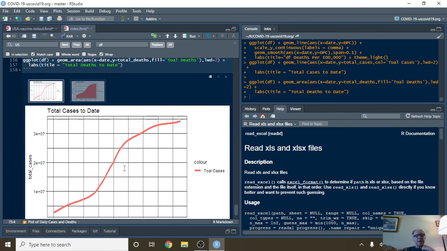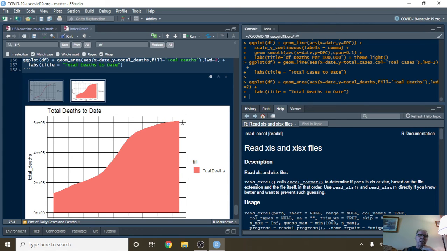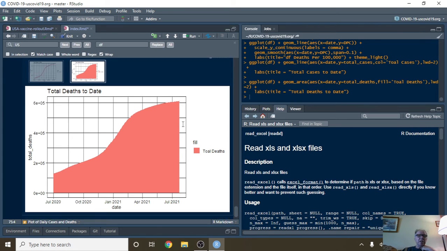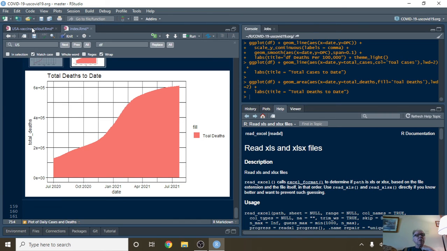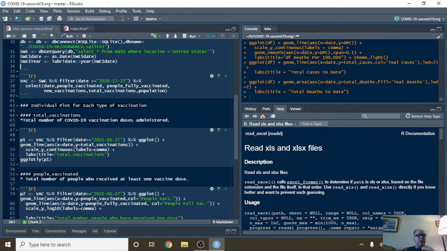What we're looking for here is flattening the curve. Well, it is flattening a little bit, but not really enough for cases. We're looking for a much flatter curve as far as deaths. All right. So that concludes part one of your report today, America. Let's take a look at the vaccine report now.